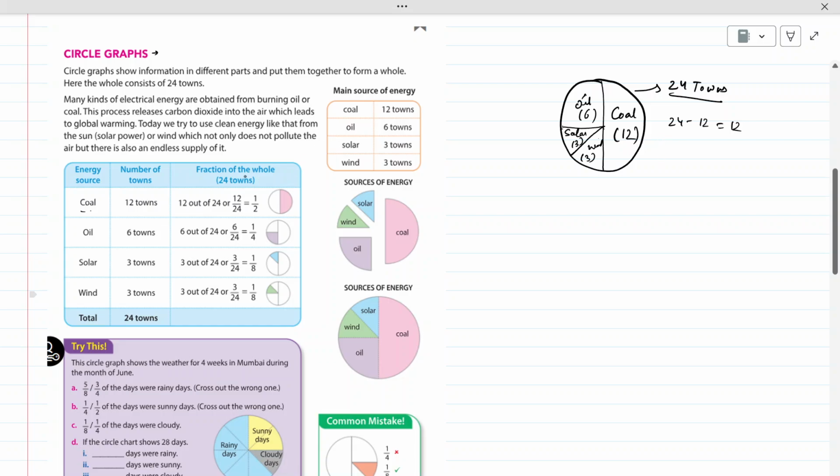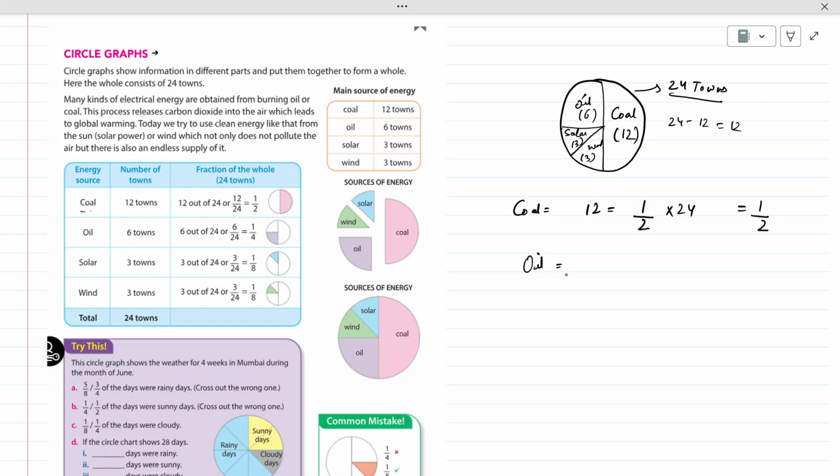Now, fractions. If I want to see what fraction of the whole I have used here, so for coal it was 12, which is half of 24. This was half of 24, right? So this means I have used half fraction here. Half of the whole I have used. Next is oil. So kids, when we are talking about the fraction, we are talking with respect to the whole 24 here.